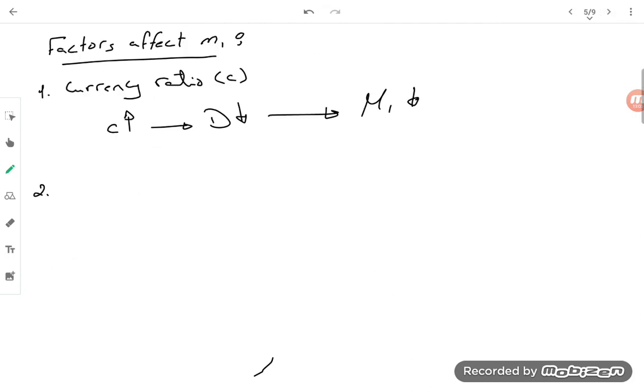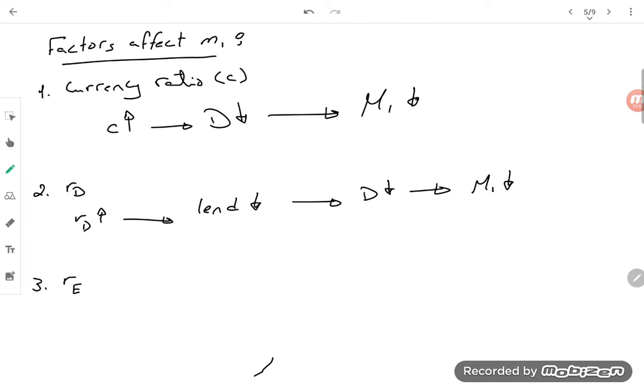Number two, required reserve ratio. When the central bank increases the required reserve ratio, this means that the ability of banks to lend money and to create more deposits is going to decrease. So deposit creation will decrease, so money supply will decrease. Number three, excess reserves or excess reserve ratio. An increase in excess reserve ratio will have the same effect as an increase in required reserve ratio.